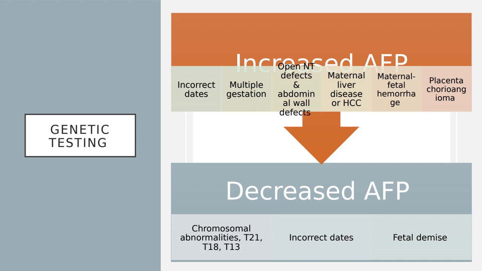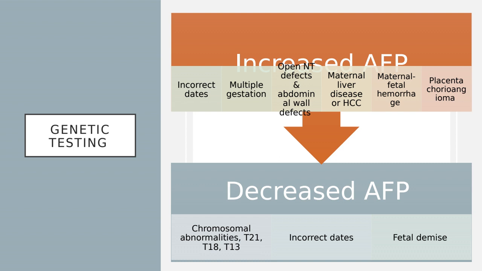If you have a really high level of AFP, yes, there could be something wrong genetically. We could have an open neural tube defect. We could also have abdominal wall defects, which we'll talk about when we get into fetal abnormalities in a few weeks. It could also indicate some sort of liver disease in the mom, or hepatocellular carcinoma of the mom's liver. We could have some kind of hemorrhage with the early development of the placenta, so that maternal-fetal relationship could be bleeding. We could have a chorangioma in the placenta, which we previously learned about in our extrafetal assessment.